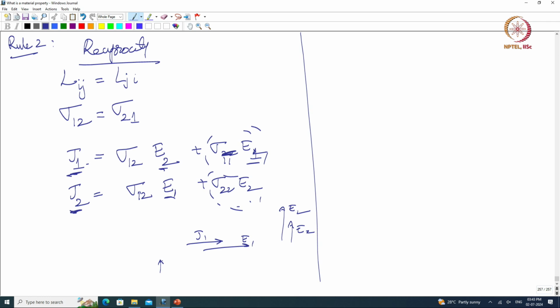If I just apply E2, I will have a J1. But if I apply the same magnitude of electric field in the one direction, let's put it as red, the red electric field E1, which is in magnitude the same as E2, then I rest assured that what I will get is a J2 which is in magnitude equal to J1. So whether I do this problem or this problem, it is one and the same. That is Onsager's reciprocity.